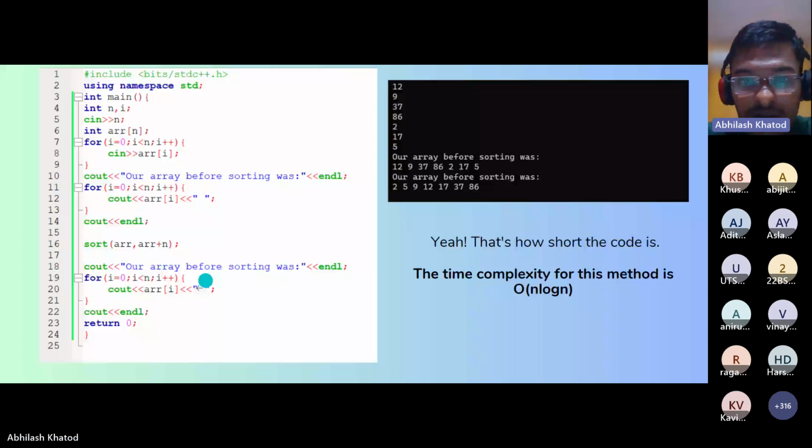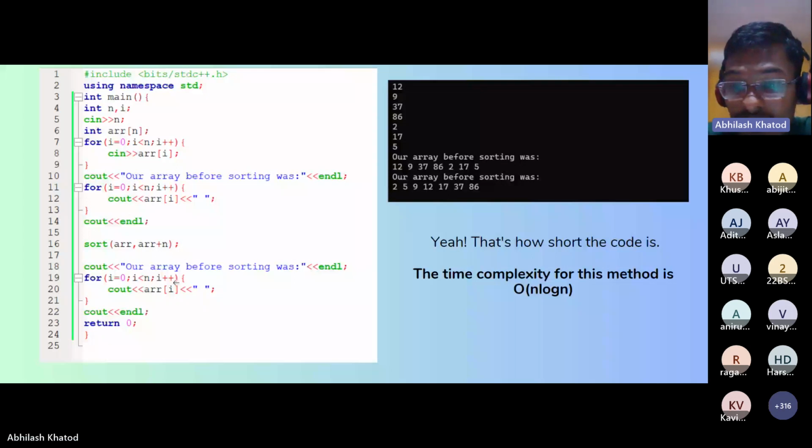Now just look at the output. We have taken these elements as inputs: 12, 9, 37, 86, 2, 17, 5. Our array before sorting was this, and after I use the sort function on line number 16, see what the sorted array looks like. It gets sorted in increasing order, that is ascending order. Lines 18, 19, 20 just print it in ascending order.